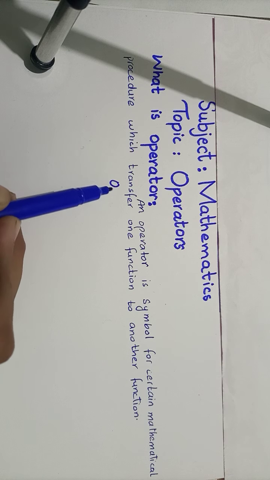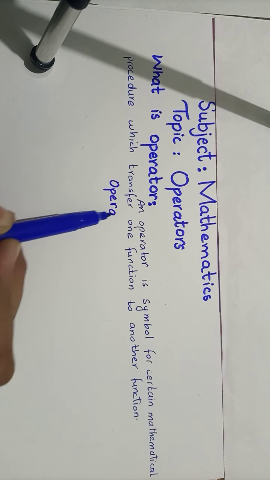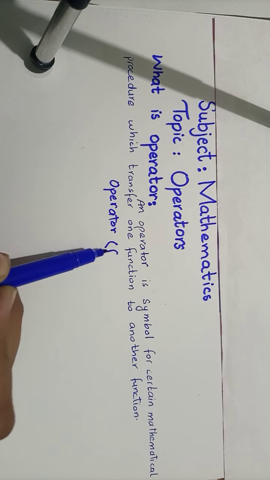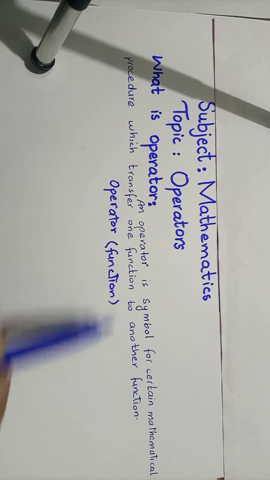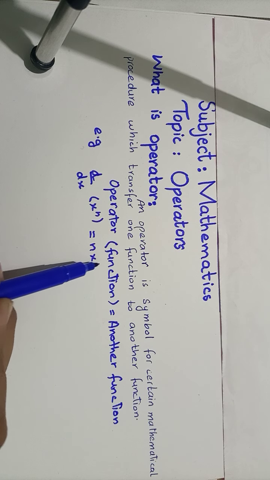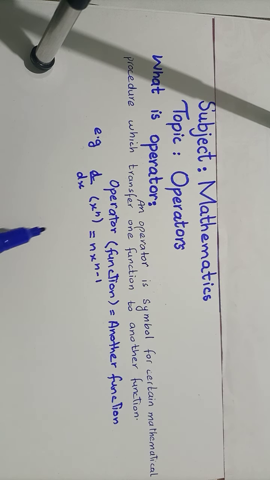For example, there is an operator. When it is applied on a function, it transfers it into another function. For example, d by dx is an operator. When it is applied on x^n, it transfers it into nx^(n-1).